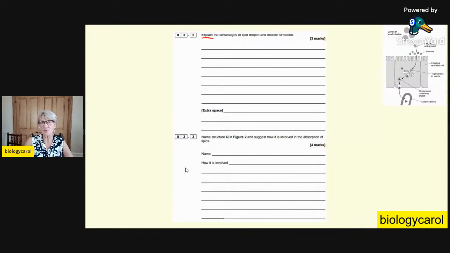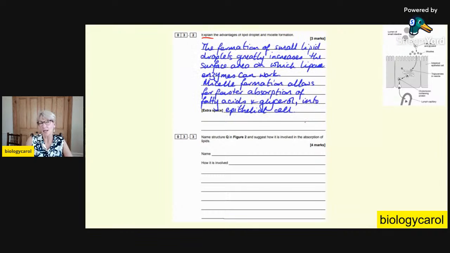Now, lipid droplets to me is the kind of easier bit, and here is what I wrote. The formation of small lipid droplets greatly increases the surface area on which lipase enzymes can work, because the lipase enzymes can only work on the surface areas. So the smaller these lipid droplets get, the greater the surface area to volume ratio there is for the lipases to work on. And so that's what I put for that.